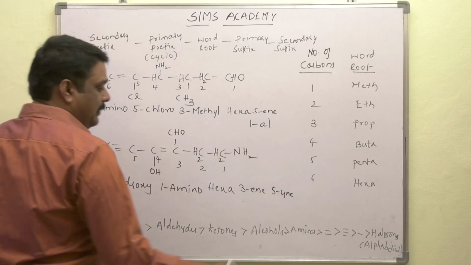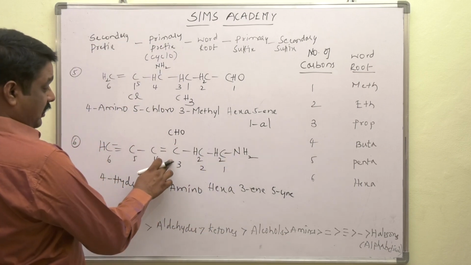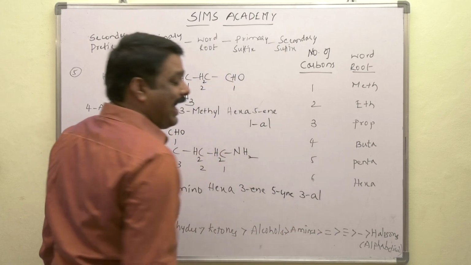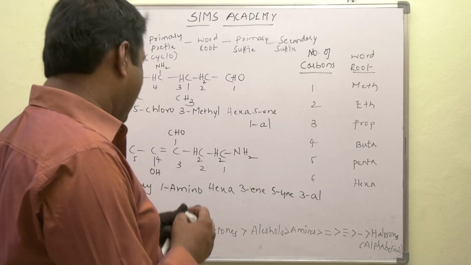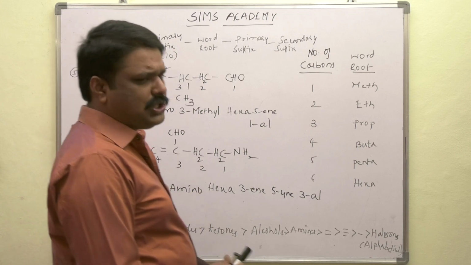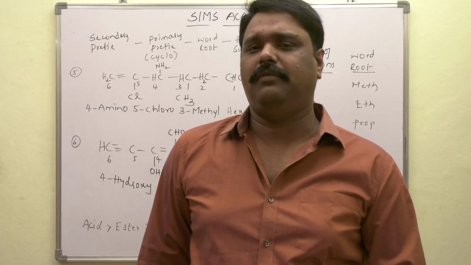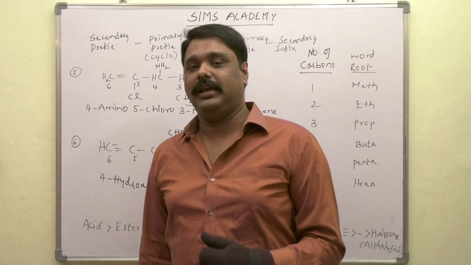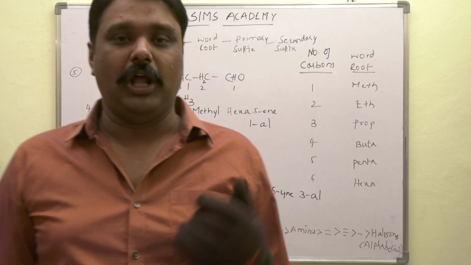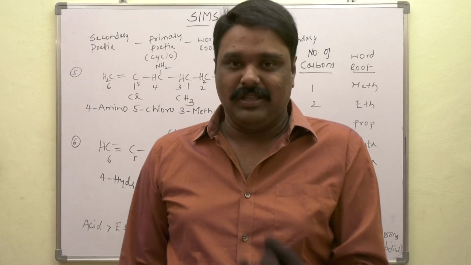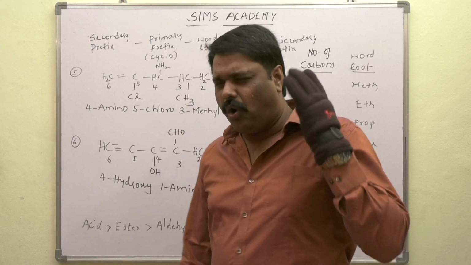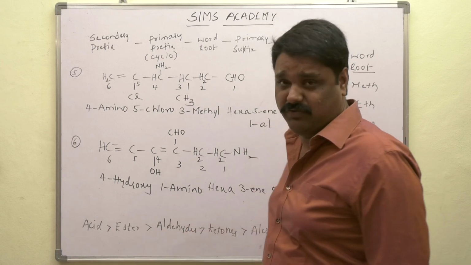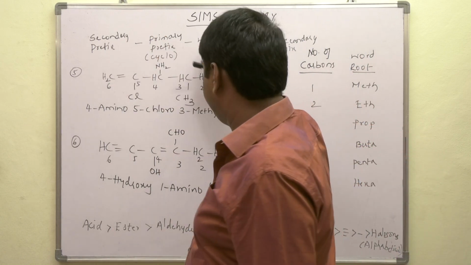For the first carbon atom, now for the 3rd carbon atom we have the CHO group, hence we write it as 3-al. Hope you people understood how we name the organic compound, that is nomenclature, in case we have double bond, triple bond or multiple functional groups along with the substituents. It's very easy. All we have to keep in mind is the order of the priority of the functional groups, and this order is also very important.